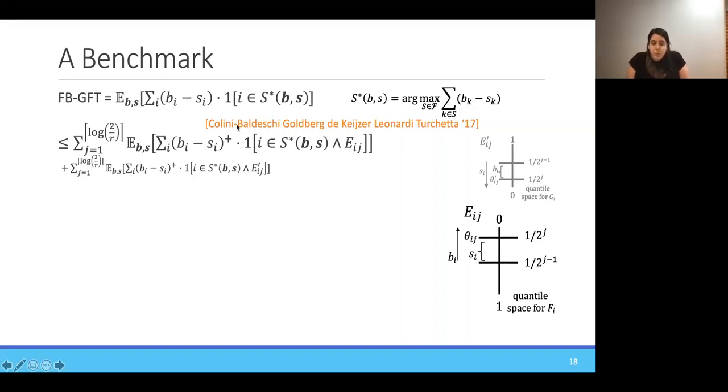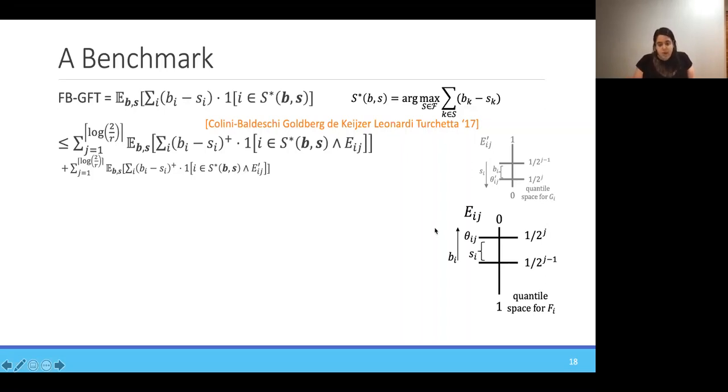Then what we do is we use this Colini-Baldacci et al. bilateral trade approach to bound it by order log 1 over R events. We're dividing it into log 1 over R events. Again, R is the minimum over all of the items' eligible trade probability.